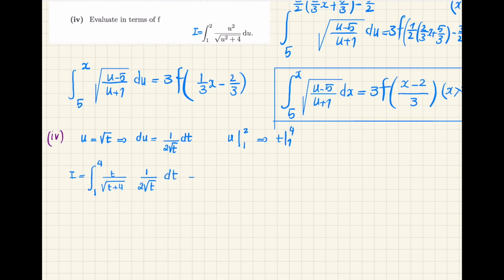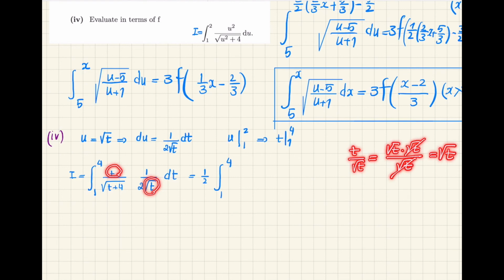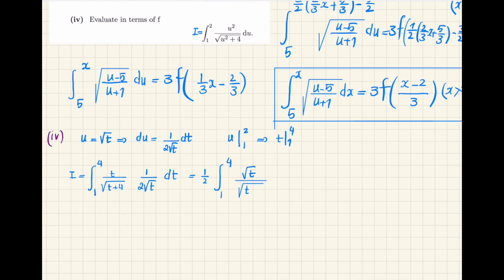But now, the first thing that I did is to take this 1 over 2 out, so then it becomes 1 over 2 integral from 1 to 4. But then I have a t here and a square root of t here, so t over square root of t is just square root of t multiplied by square root of t divided by square root of t. These are gone, so it becomes square root of t. So this becomes square root of t, and then divided by square root of t plus 4, and then I have dt.